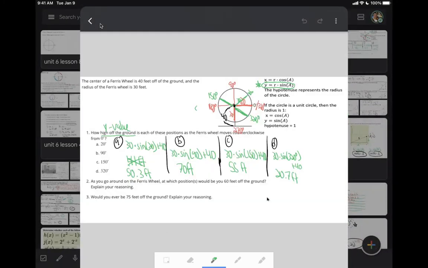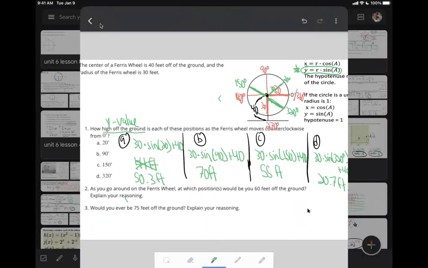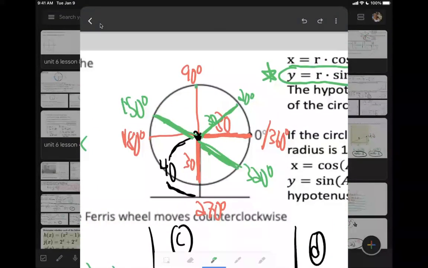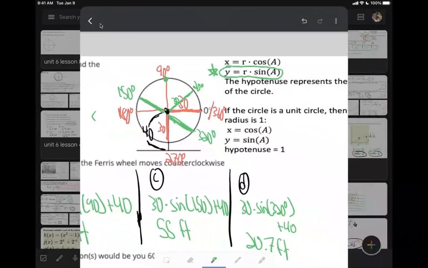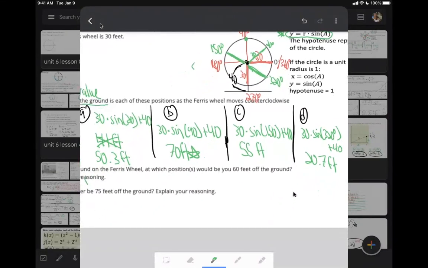Number 3, would you ever be 75 feet off the ground? Explain your reasoning. So the key is, where are we the highest off the ground? We're the highest off the ground at the 90 degree mark. And we figured out at the 90 degree mark that we're 70 feet off the ground. So 70 feet is the highest height. That is the highest you will get off the ground.